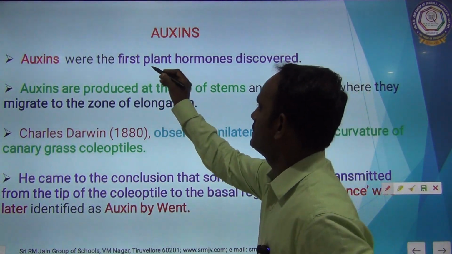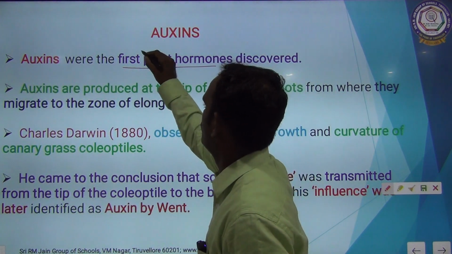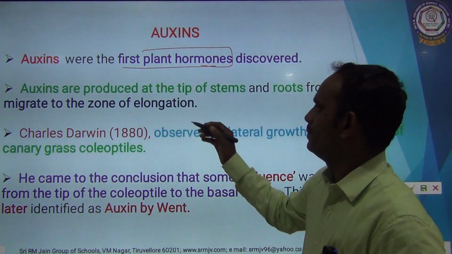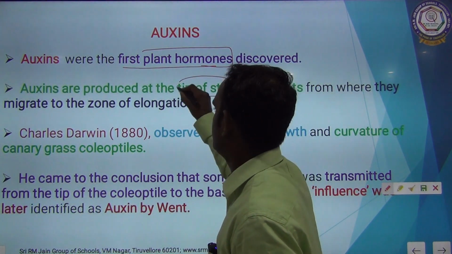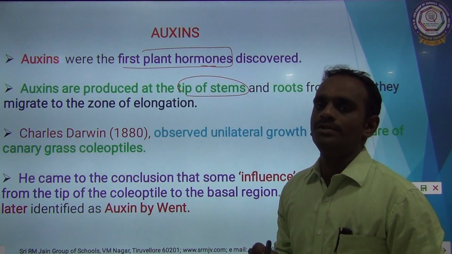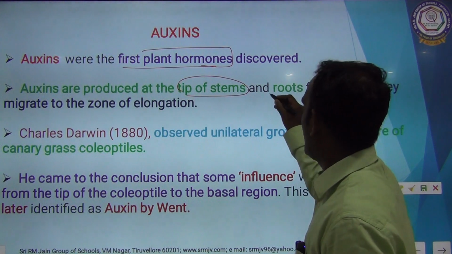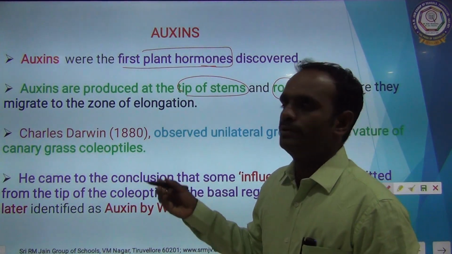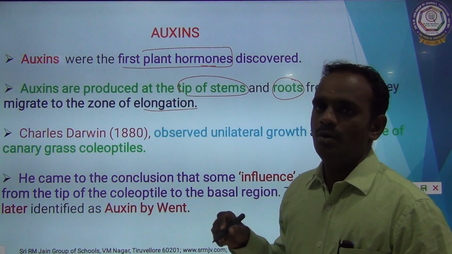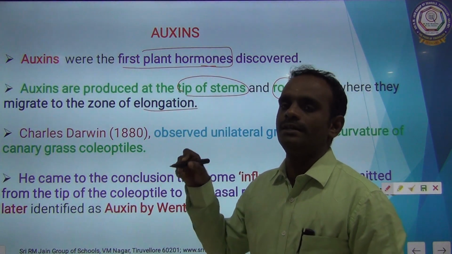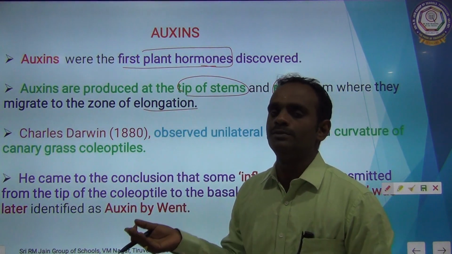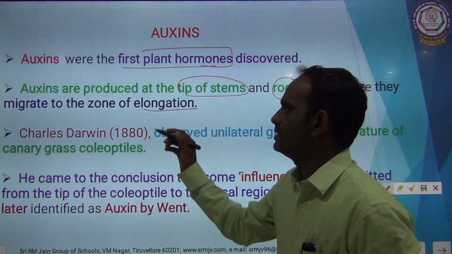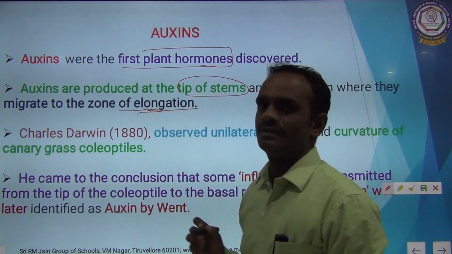Auxins were the first plant hormone discovered. Auxins are produced at the tip of the stem and roots, from where they migrate to all parts of the plant body, especially the zone of elongation.